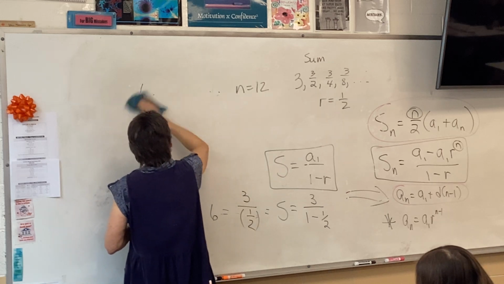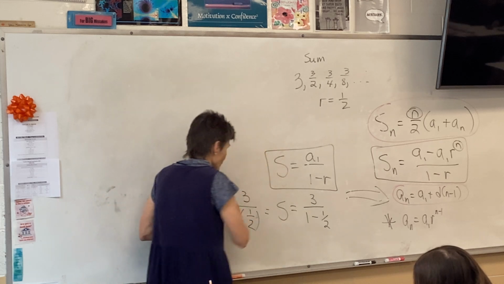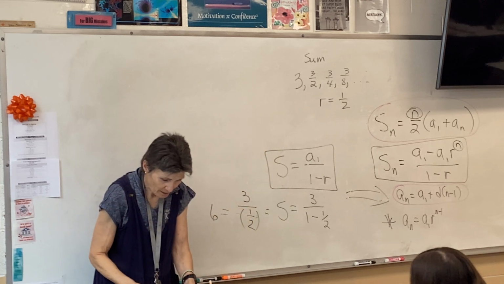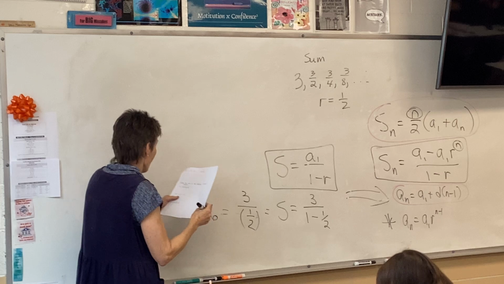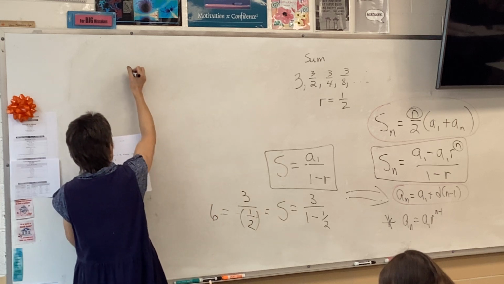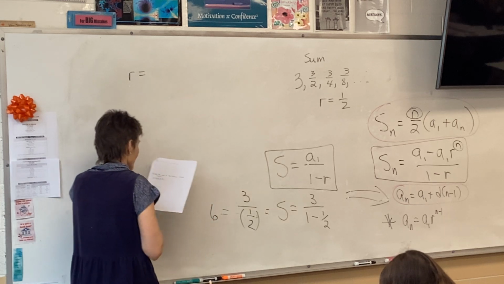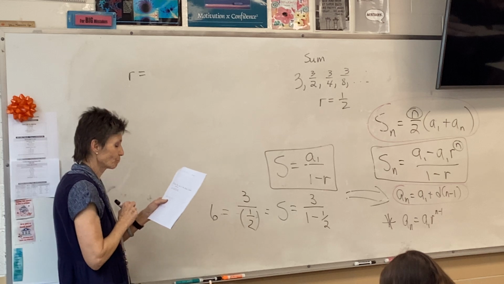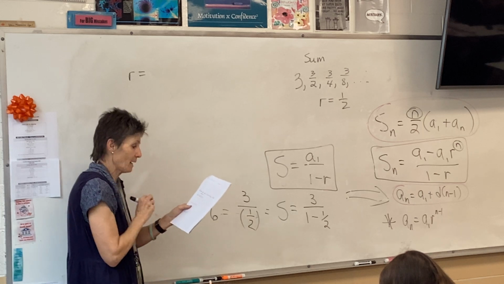This is the easiest formula to use. So let's see if we can squeeze in a couple more. What is the ratio in problem B? What am I multiplying by?